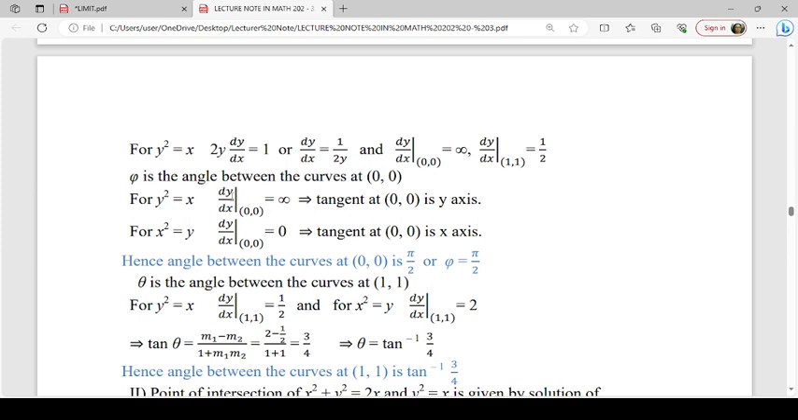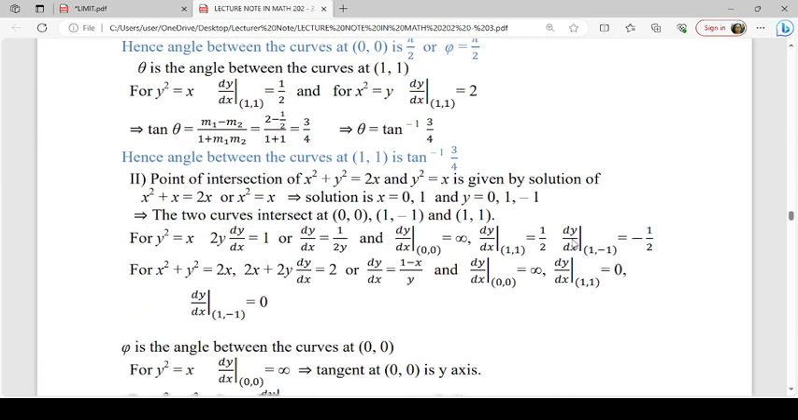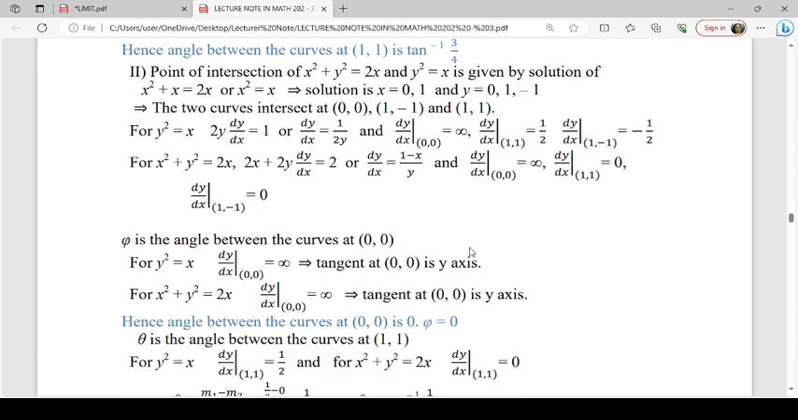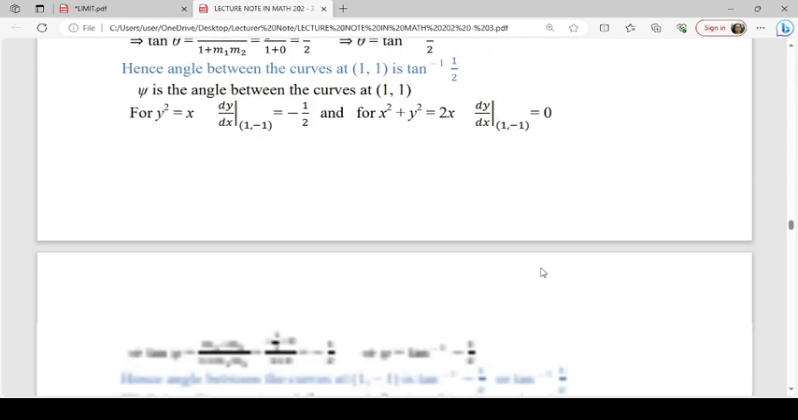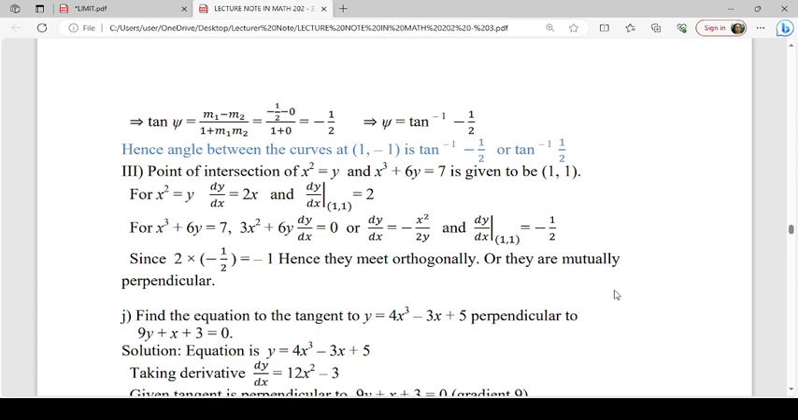If the dy dx value is infinity, it means tan theta is infinity, which happens when theta equals pi by 2. And when it is 0, then theta equals 0. So this is the point of intersection. All these are examples on tangents and normals.